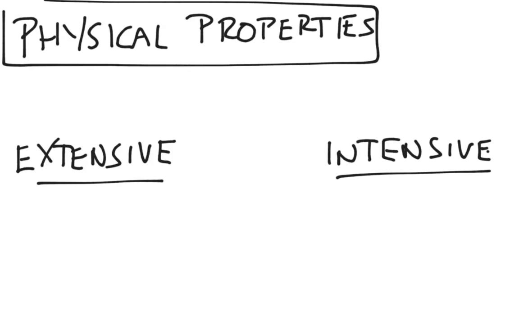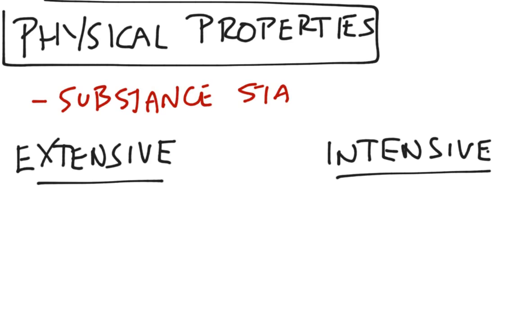First, let's talk about physical properties. A physical property is one that can be observed without changing the substance. So the substance remains the same. Substance stays the same. There's two different types of physical property: extensive and intensive. Now, an extensive physical property is dependent on amount.